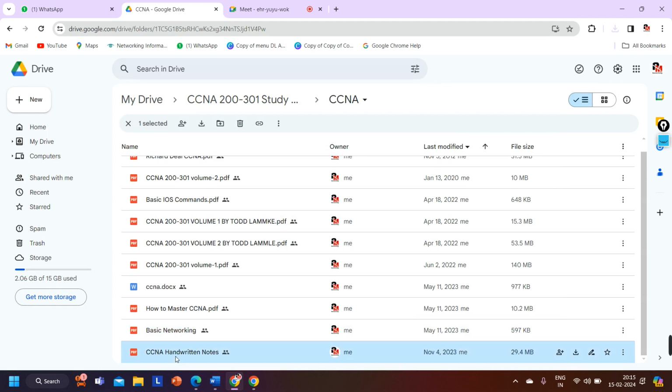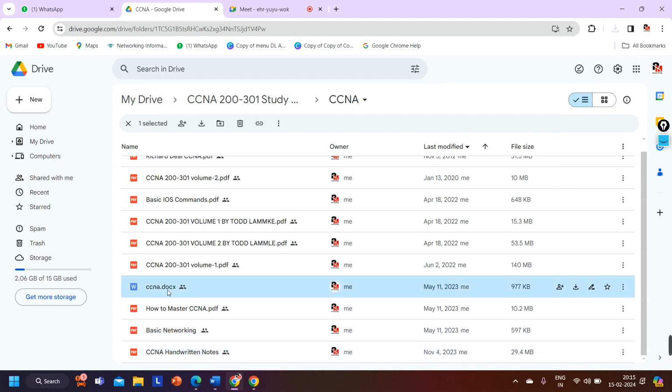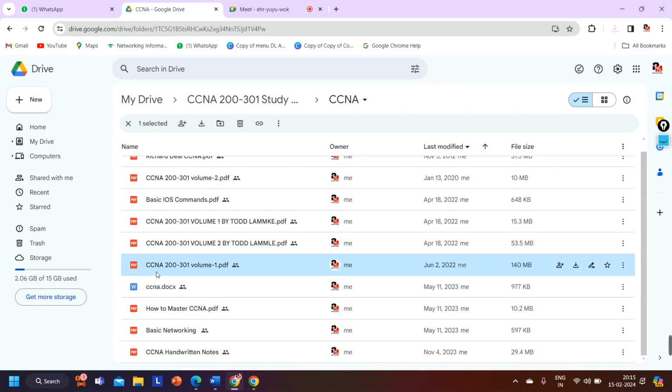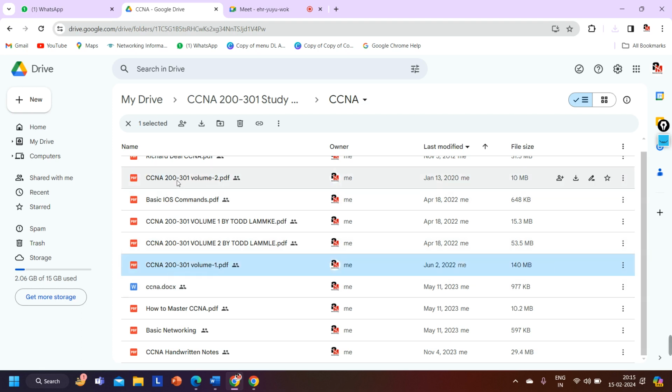Then you can download CCNA handwritten notes as well, but I will not recommend you to download this one for now. Download basic networking and CCNA docs, this Word file, and you can download this one as well, How to Master CCNA. After that, this is the official book of CCNA 200-301, volume 1 and volume 2. This is volume 1, this is volume 2. Again, after 5 to 6 classes, you can download these two books and you can start reading.